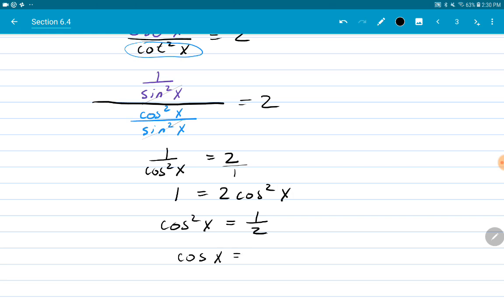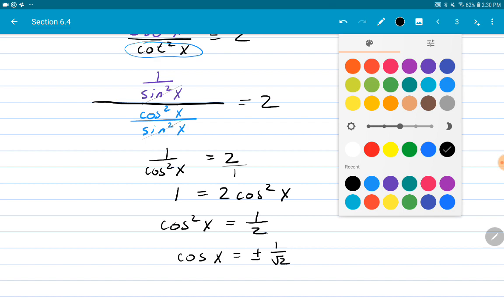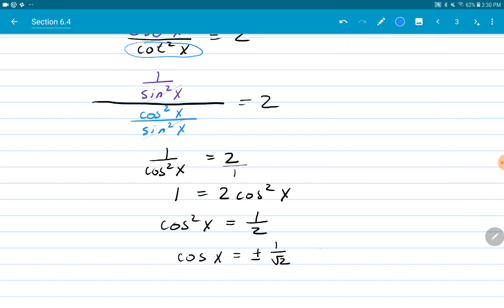And taking the square root of both sides gives me cosine of x equals plus or minus 1 over radical 2. And I'm going to rationalize that so it matches up with my unit circle. So I multiply by 1 in terms of radical 2 over radical 2, to give me, on the right, plus or minus radical 2 over 2.